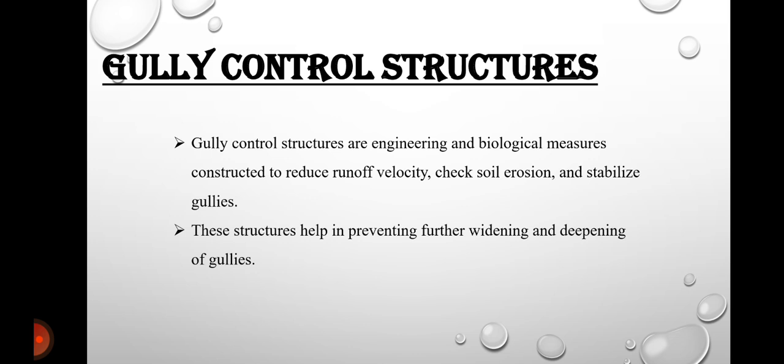The gully control structures are engineering structures constructed across or along gullies to reduce the speed of the flowing water, control the soil erosion and stabilize the gully. They also help to retain the sediments and improve the water infiltration.